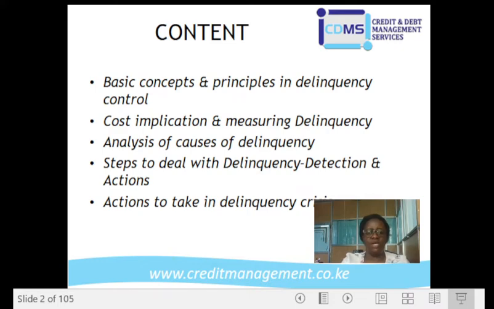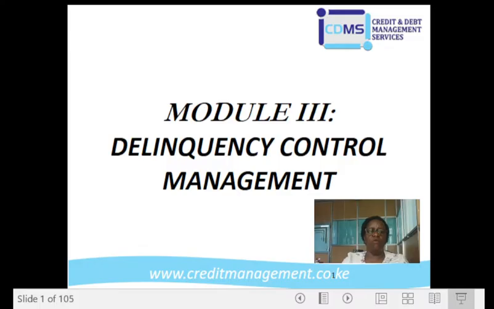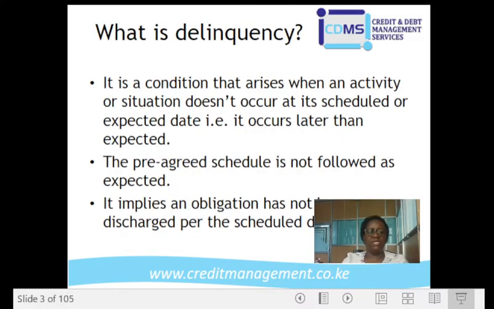Then we also look at actions to take in a delinquency crisis. Probably we find ourselves in a crisis. What step should I take, or what step should the institution undertake in such a scenario? So those are the things that we are going to look at in this session. So feel free, even after the video, you can always ask more regarding the same so that you can understand. So let us go to our point number 1, the basic concepts or the understanding of what we are calling delinquency management.